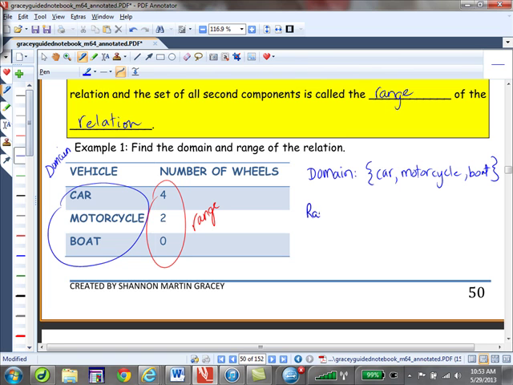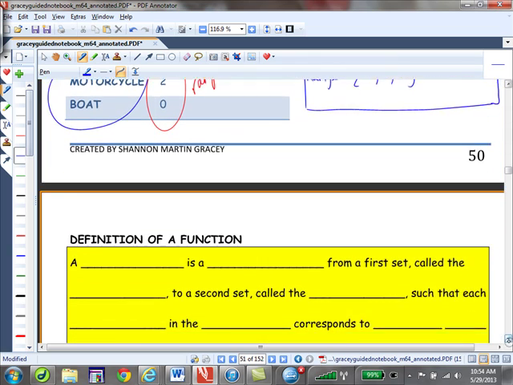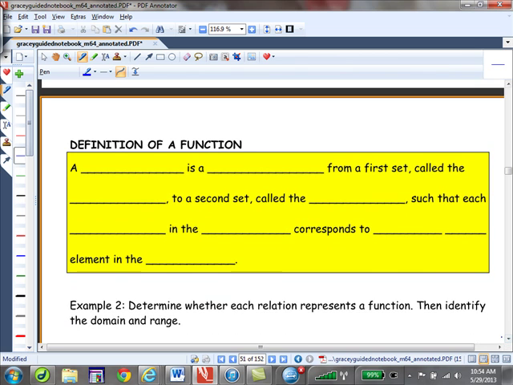The range is the number of wheels. So we've got 4, 2, and 0. And we're done. See, that's not so bad. But you do need to learn this vocabulary because it is going to be used in definitions later down the road. Namely, definition of a function.